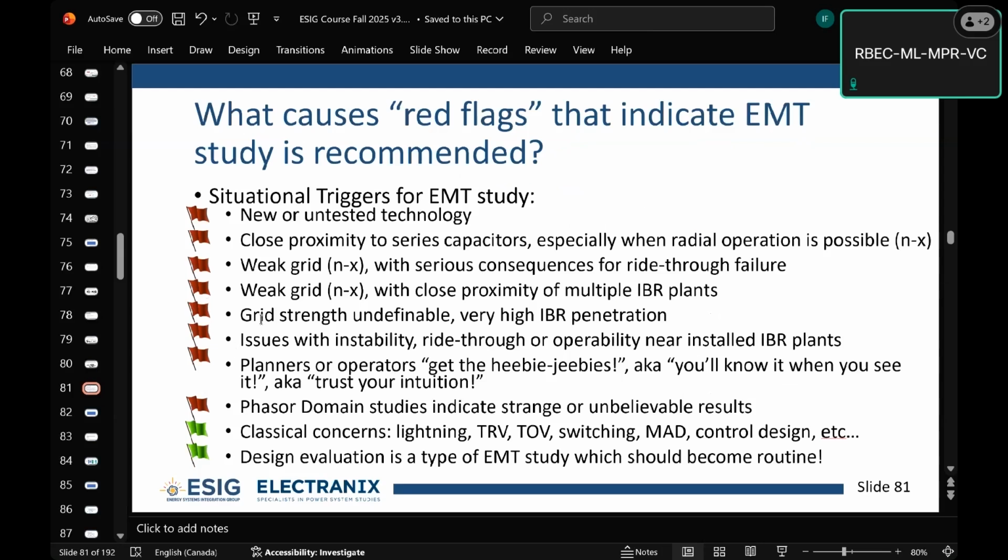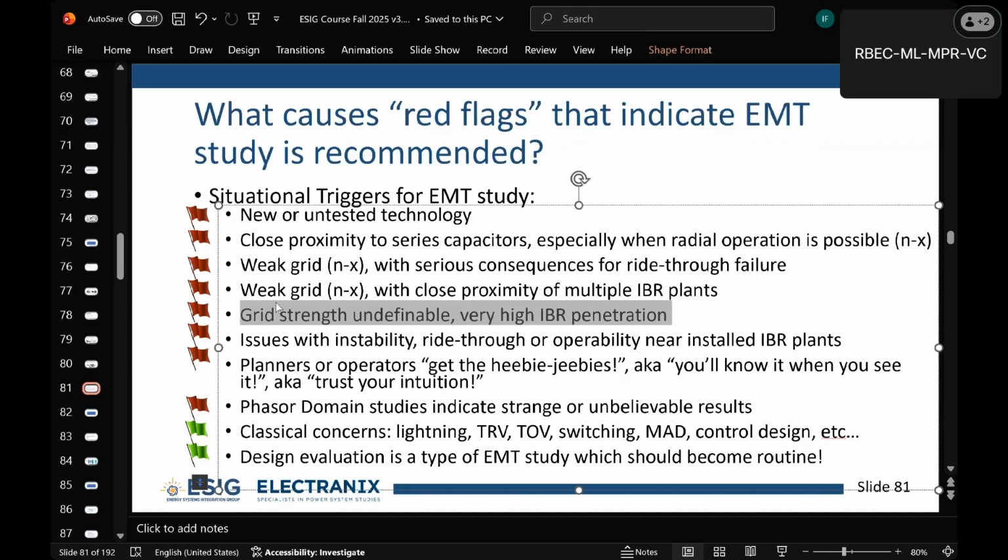If your grid strength is undefinable with very high IBR penetration, you would do an EMT study. And by that, I mean none of your SCR metrics work. There is a point when all of these SCR metrics stop working, all of them, right? Because we don't have any sort of grid strength left. We don't have any conventional grid strength left. If you have a 100% renewable situation with all IBRs, what's your SCR? It's uncalculable, or it's zero, whatever you like. And both are meaningless. So at that point, you really need to study it using EMT properly.